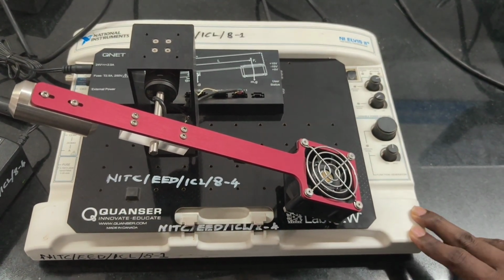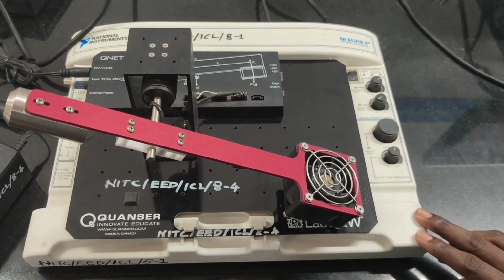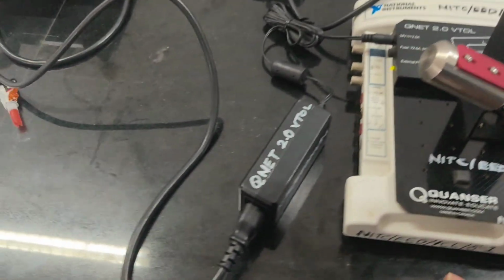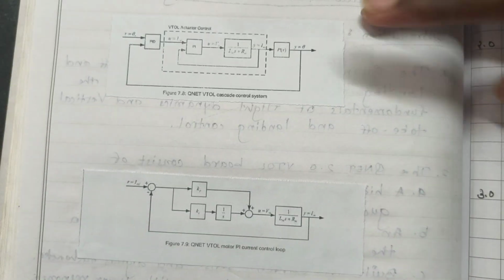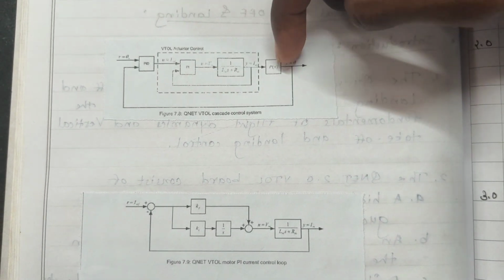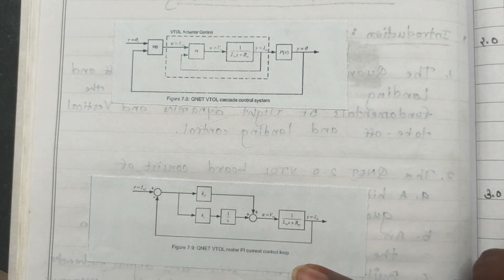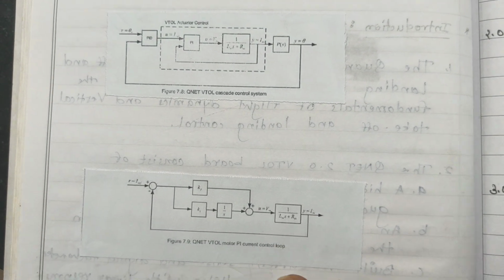This is the experiment for VTOL, vertical takeoff and landing. It has two loops: an inner current control loop and an outer pitch control loop. Here we are going to do experimentally the inner current control loop using the transfer function.